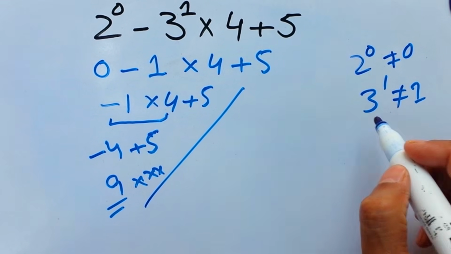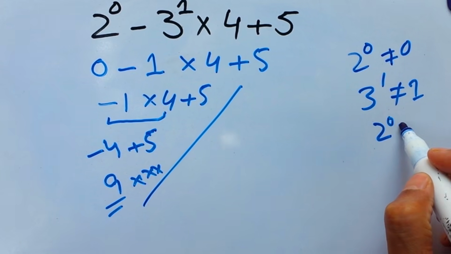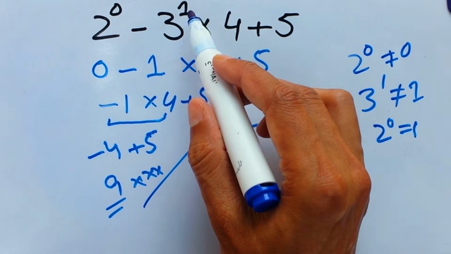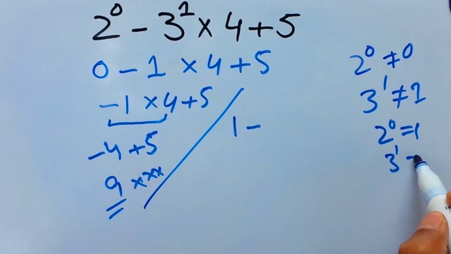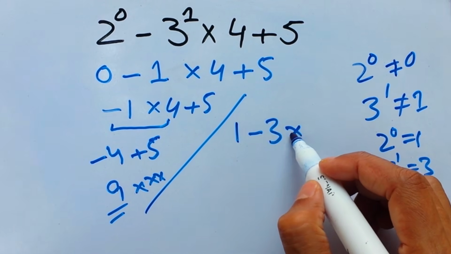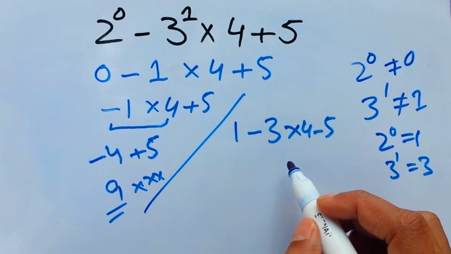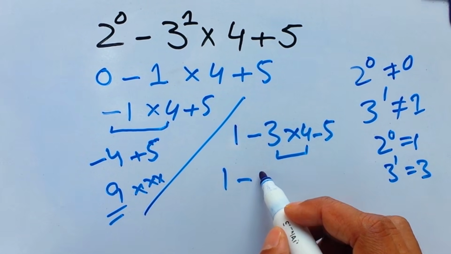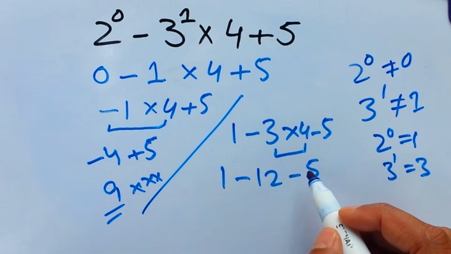So 2 to the power of 0 is equal to 1, right? So 1 minus 3 to the power of 1 is equal to 3, not 1, right? 3 times 4 minus 5. No, multiply first. So 1 minus 3 times 4 equals 12 minus 5.